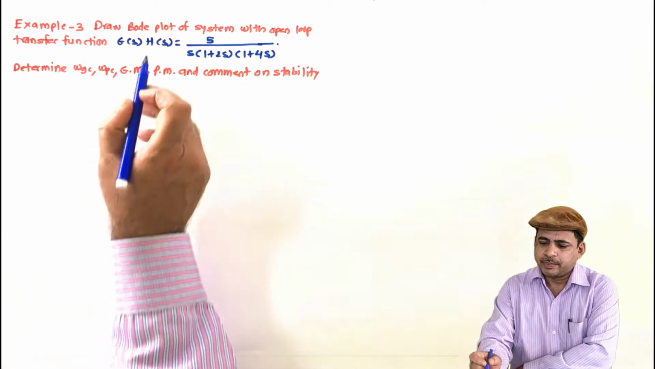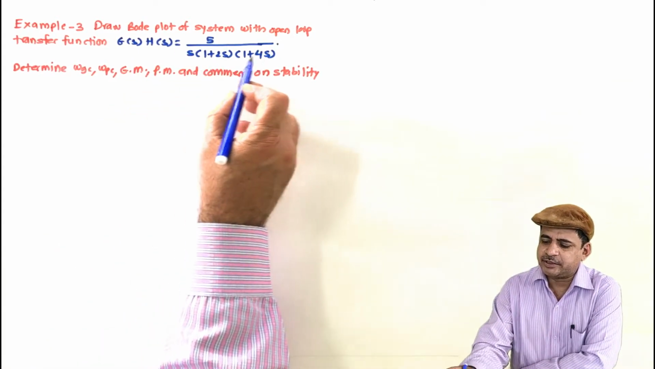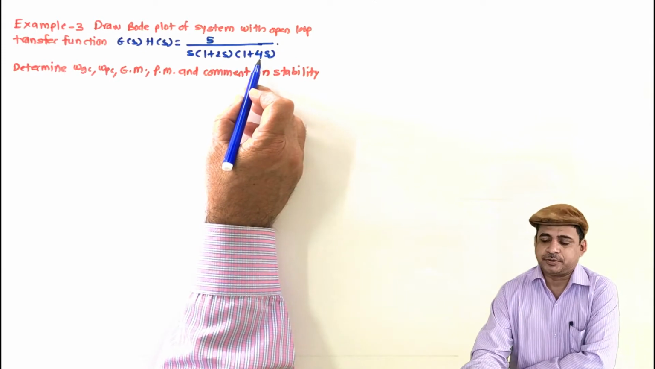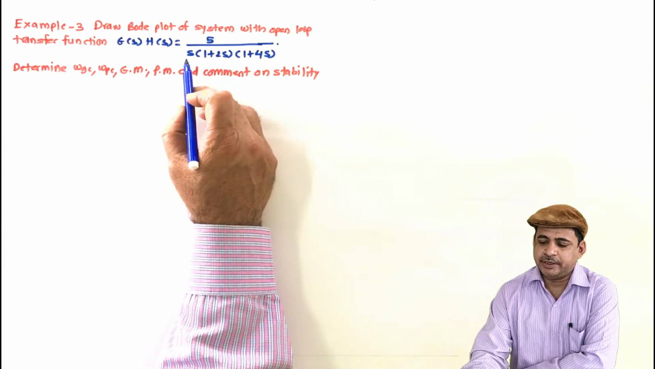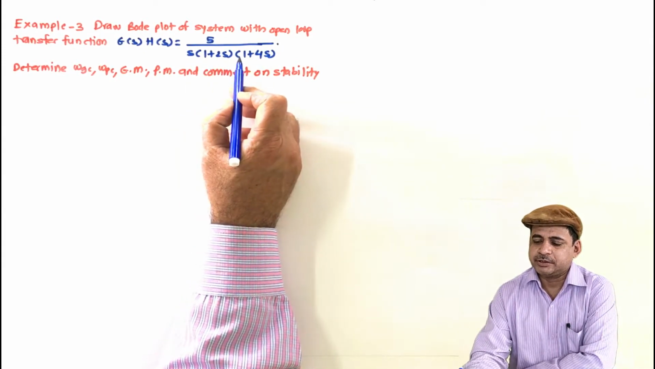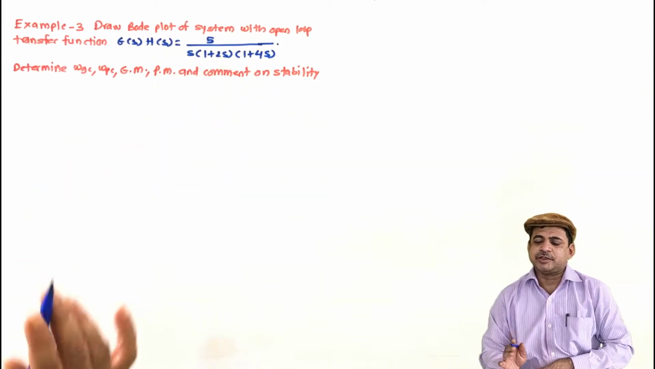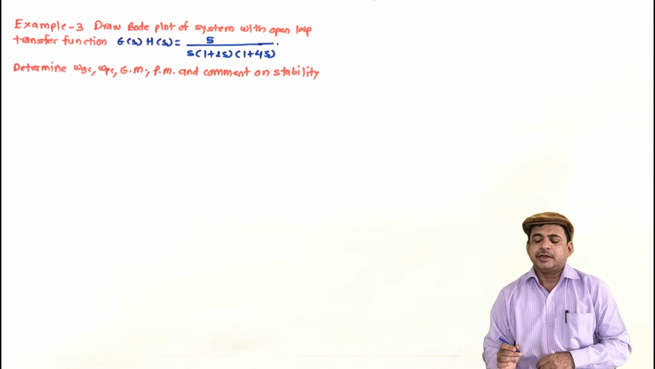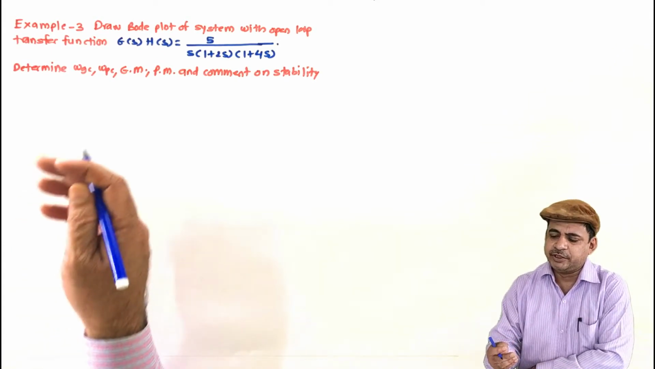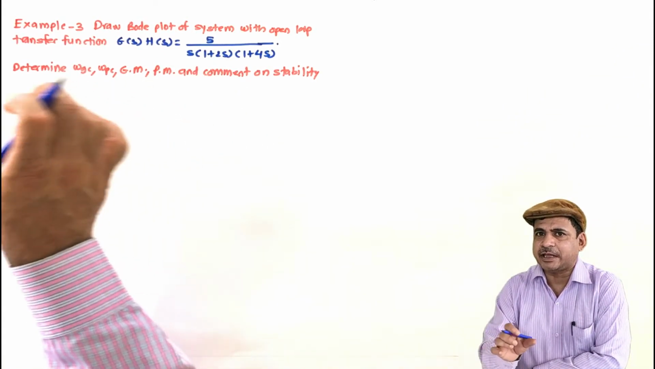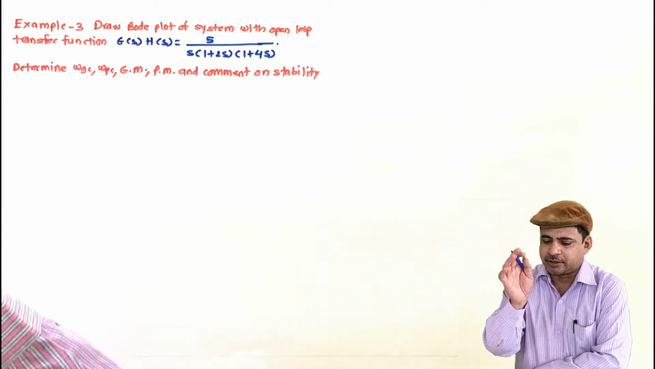So here the system given is already in the time constant form, like 5 upon s into 1 plus 2s into 1 plus 4s. So in this case the transfer function is already in the standard form, and we just need to find out the corner frequencies and arrange them in ascending order. Let us start.